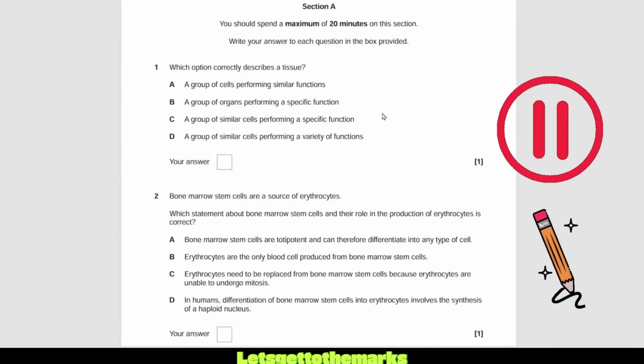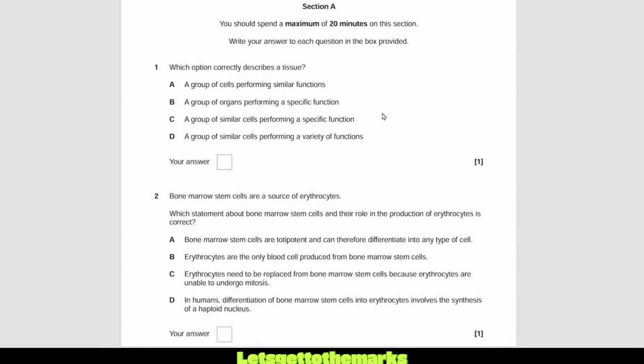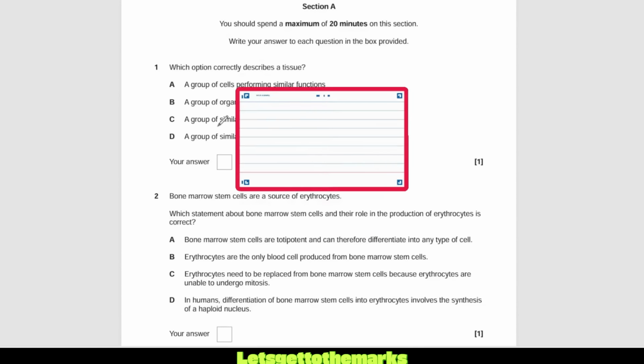All right, question one. Which option correctly describes a tissue? A group of cells performing similar functions, a group of organs performing a specific function, a group of similar cells performing a specific function, a group of similar cells performing a variety of functions. If you don't know the answer to this, you need to bust out your revision cards, write down the question, what is a tissue, and then get the answer there.